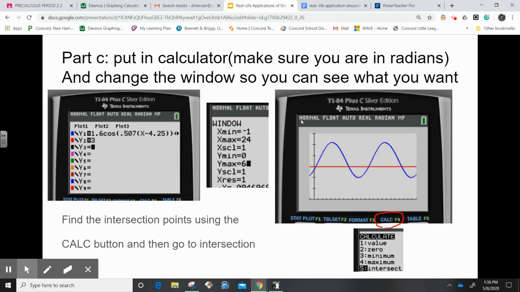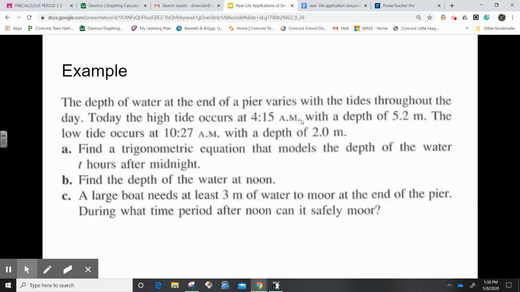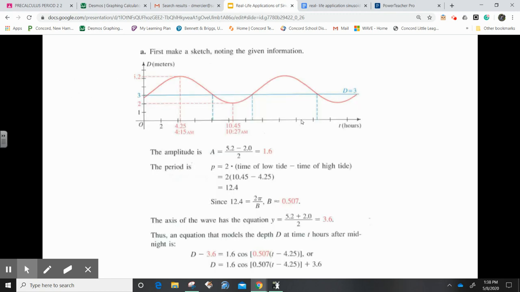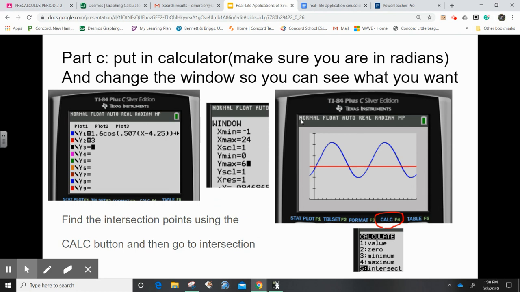Now for part C, a large boat needs 3 meters of water at the end of the pier. So I've got to figure out when is it above 3 meters. So I'm going to go to my calculator. I'm going to do it in a graphing calculator first, and we're going to put this in. Now, the biggest mistake in the calculators is you have to pay attention to all these parentheses. If you forget this parenthesis right here, you're going to get the entire problem wrong. So make sure you pay close attention to all these things.